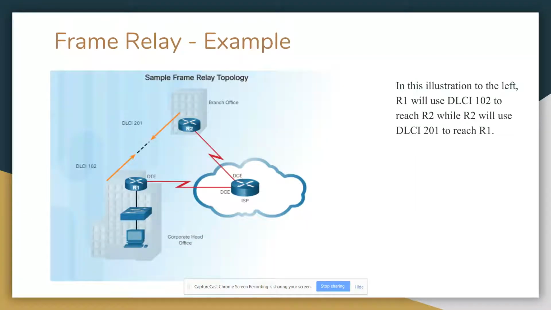And so here's just an illustration. To the left, R1 will use DLCI 102 to reach R2, and then R2 will use DLCI 201 to reach R1.